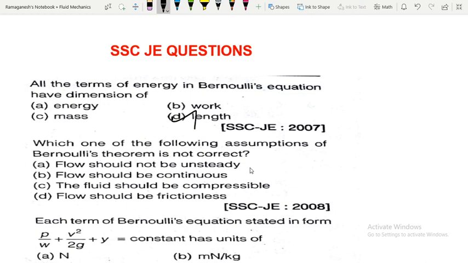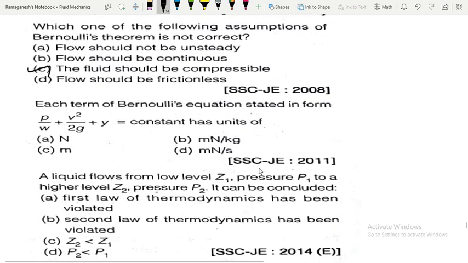So which one of the following assumption of the Bernoulli's theorem is not correct? So இதுல கரெக்ட் இல்லாததுன்னு எதுவும் கேட்டிருக்கு. So should not be unsteady, right? So அதே மாதிரி should not be unsteady னா steady flow தான். அதே மாதிரி continuous, compressible கொடுத்திருக்கேன், incompressible. So நம்ம படிச்சு incompressible படிச்சிருந்தோம். இந்த assumption அப்படியே கொடுத்திருக்காங்க, அவ்வளவுதான், சரியா?